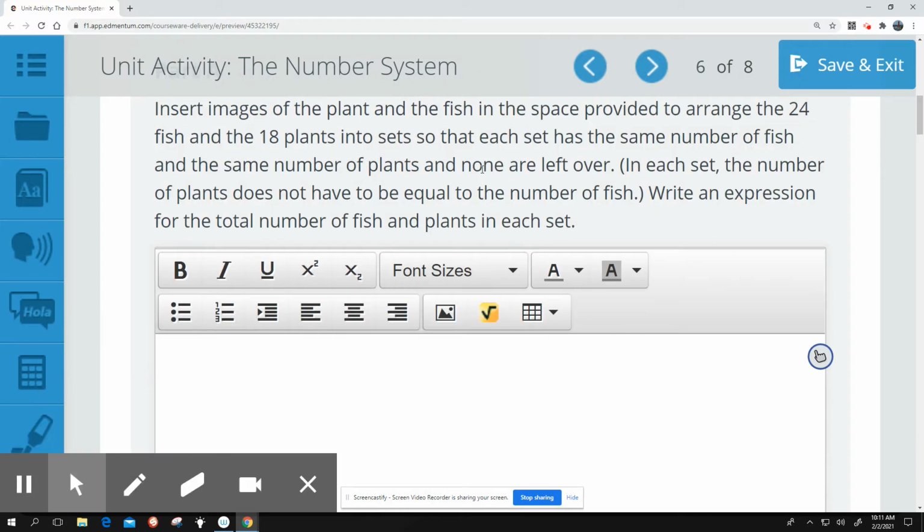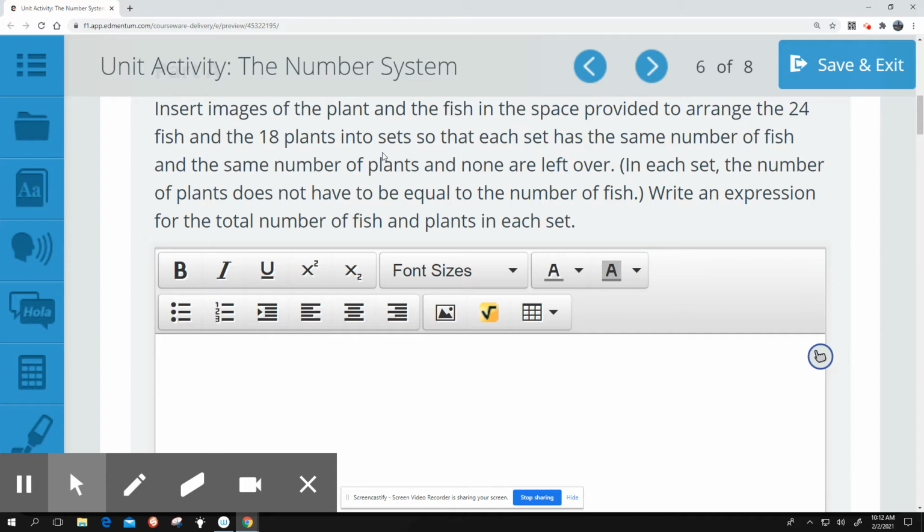Insert the images of the plant and fish in the space provided to arrange 24 fish and the 18 plants into sets so that each set has the same number of fish and the same number of plants, and there are none left over. In each set, the number of plants does not have to be equal to the number of fish. Write an expression for the total number of fish and plants in each set.